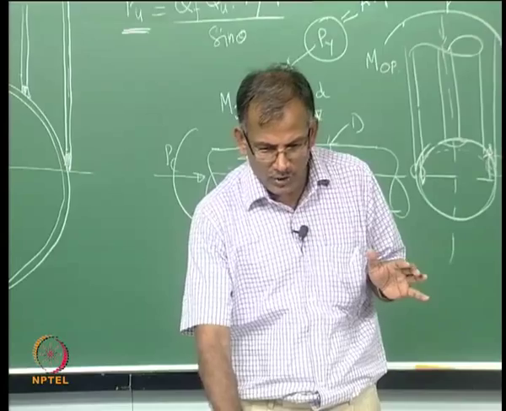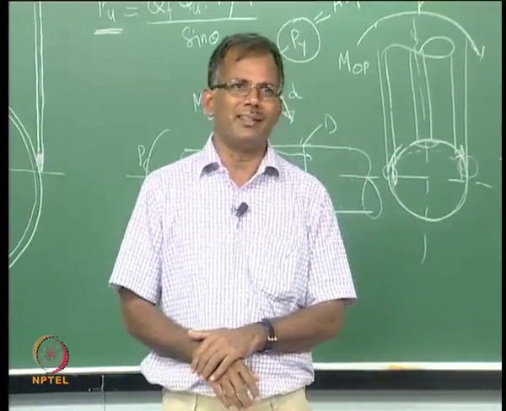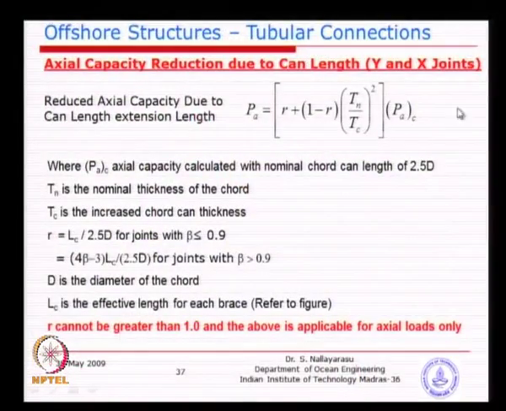Now, in order to take this into account, we need to do a reduction in the capacity. Basically the previously calculated capacity from those equations, called PA calculated, is multiplied by a reduction factor, which must be less than 1. As long as your can thickness is larger, totally 2.5 diameter if you provided, then it will become 1, but if it is less than 2.5 diameter, then gradually the capacity will reduce in a nonlinear fashion with respect to the nominal thickness to the local thickness.